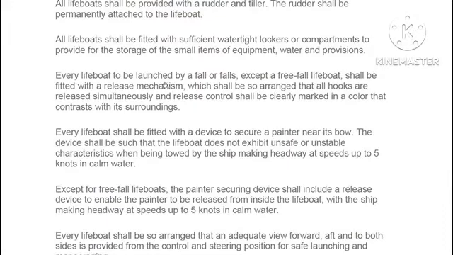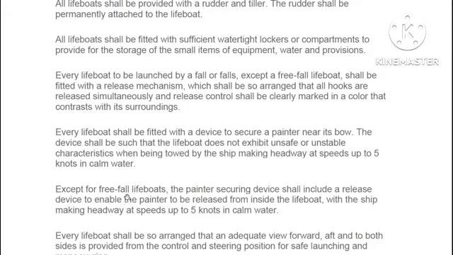Every lifeboat launched by a fall or falls, except a free-fall lifeboat, shall be fitted with a release mechanism. So there has to be a release mechanism, which has to be arranged so that all hooks are released simultaneously, and the release control shall be clearly marked in a color that contrasts with its surroundings. Every lifeboat shall be fitted with a device to secure a painter near its bow. The device shall be such that the lifeboat does not exhibit unsafe or unstable characteristics when being towed by the ship making headway at a speed of 5 knots in calm water.